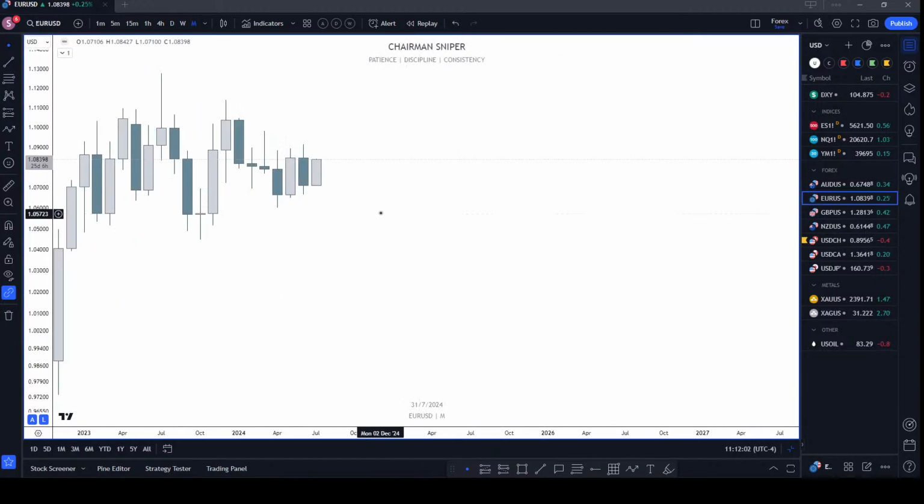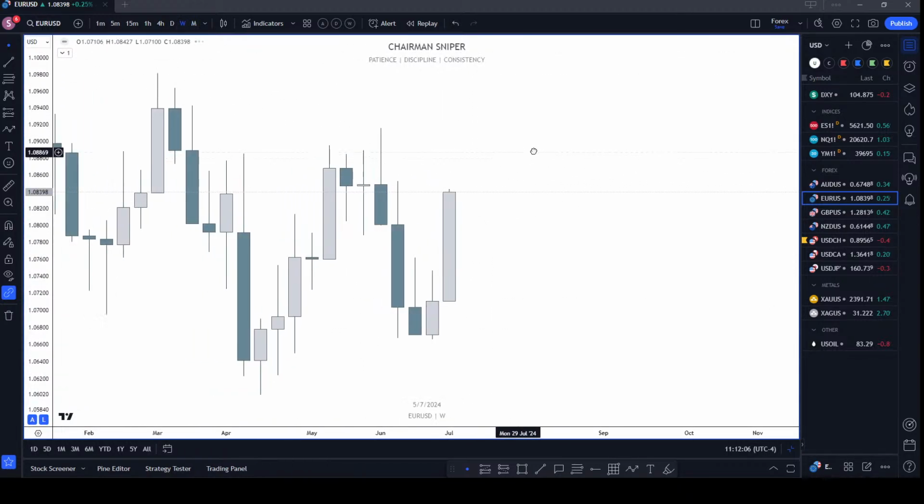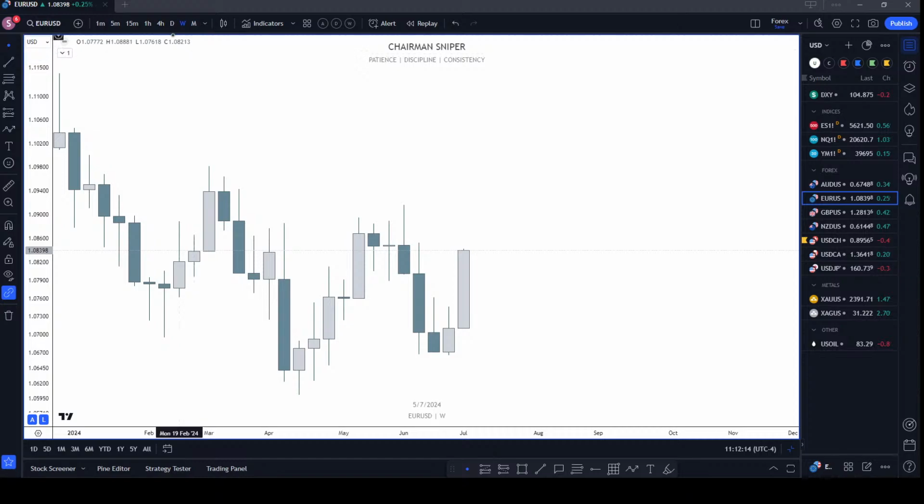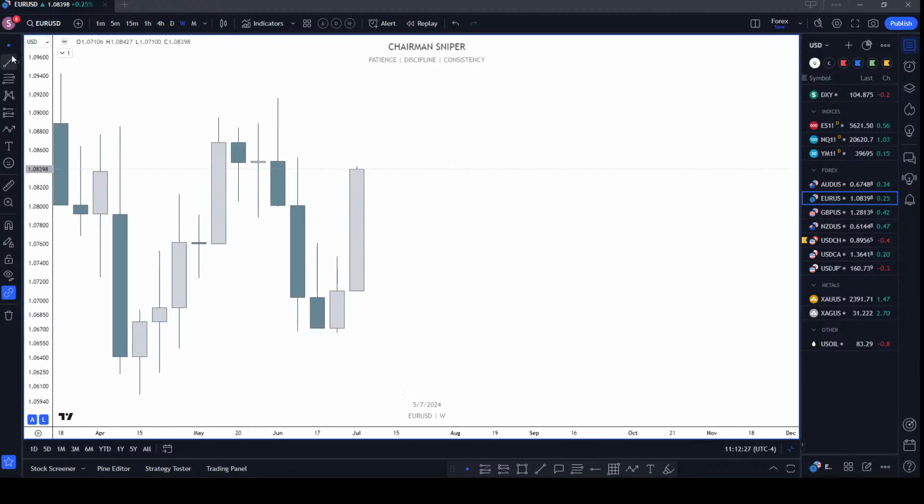Euro USD on the monthly DXY is very choppy. On the weekly, we did create this fair value gap higher, taking out this fair value gap over here. On the daily, we have a breakaway gap right here, and we have created the first part of a fair value gap higher. On the weekly, I would say that we're going to this high, so this would probably be our target.